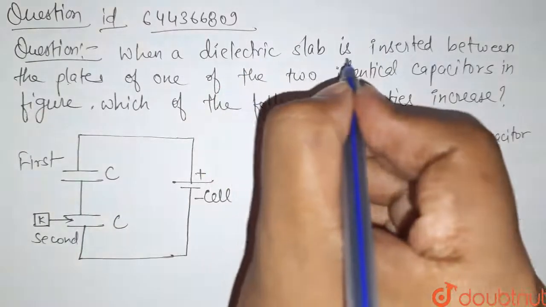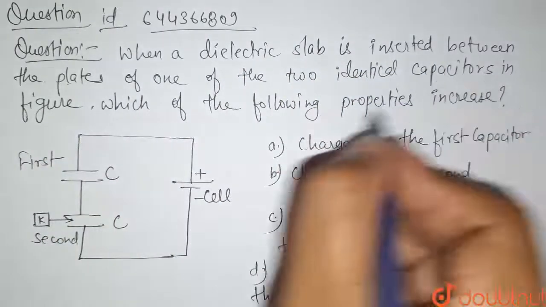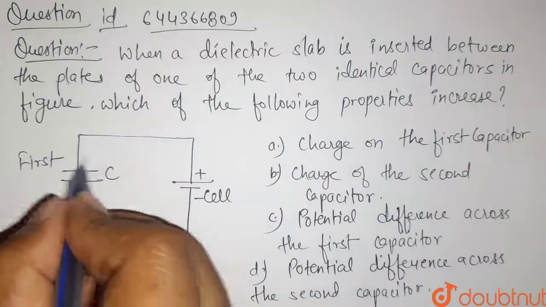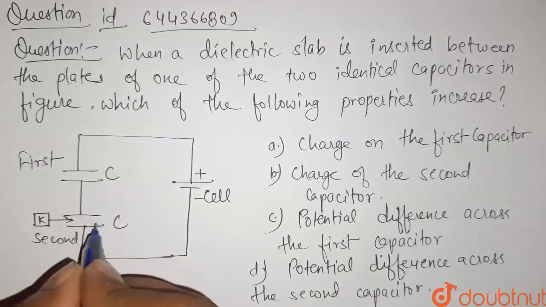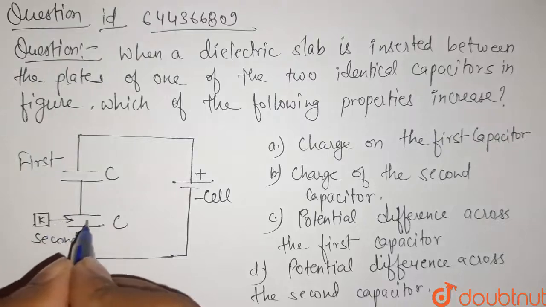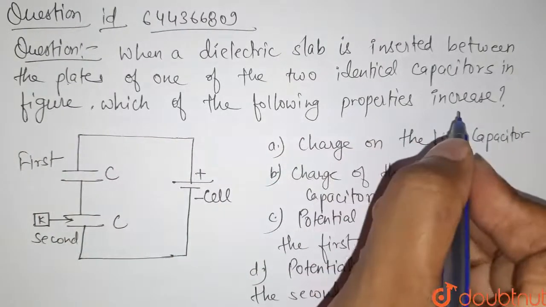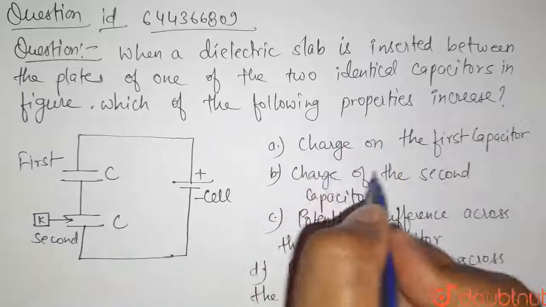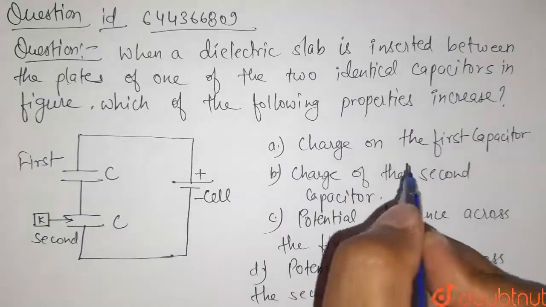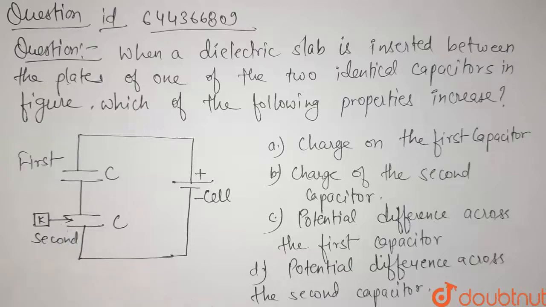Hello students, here is our question. When a dielectric slab is inserted between the plates of one of the two identical capacitors in the figure, which of the following properties increase? So here we have these two identical capacitors and we are inserting one dielectric slab in one capacitor. We have to tell which of the following properties will increase after inserting this dielectric slab.